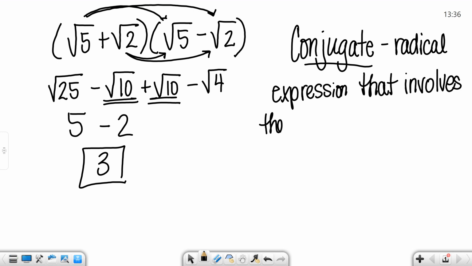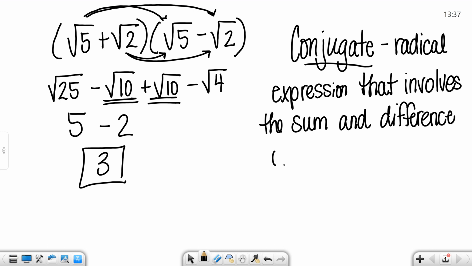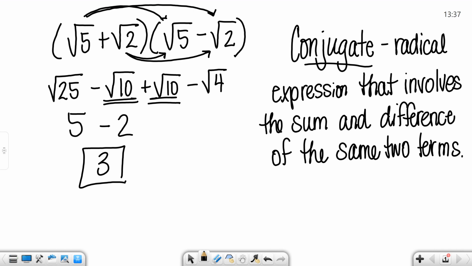that involves the sum and difference of the same two terms. So if I have the two terms square root of 5 and square root of 2, those are my two terms, right? The same two terms.